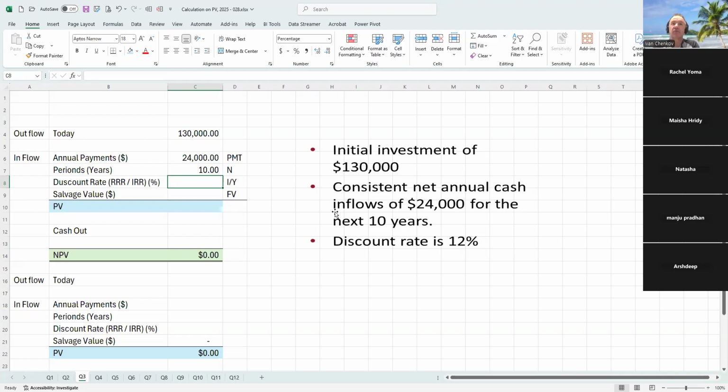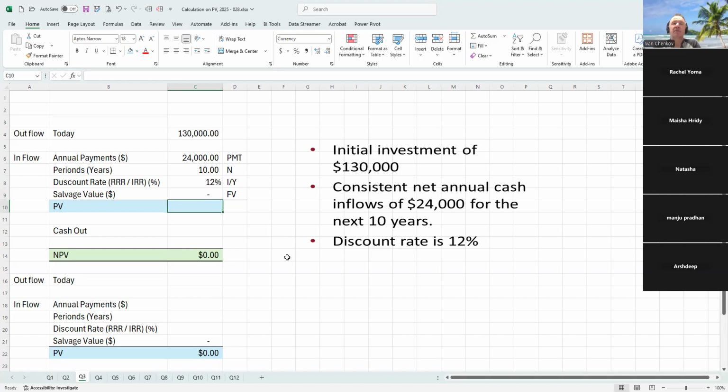Now let's see if we want to get a 12% return on the $130,000 year after year over the 10 years with this annual cash flow, are we getting the 12% or not? So the 12% is our discount rate. Salvage value: there's no salvage value, because as we said in the question, we cannot sell it at the end of the 10th year, so that will be zero.